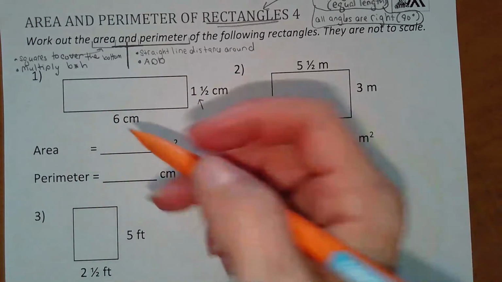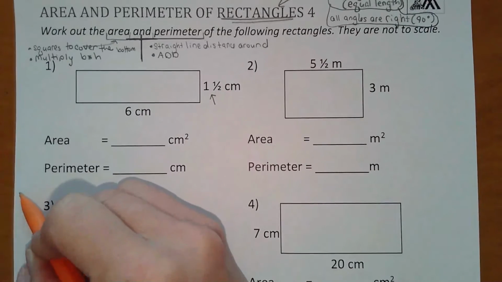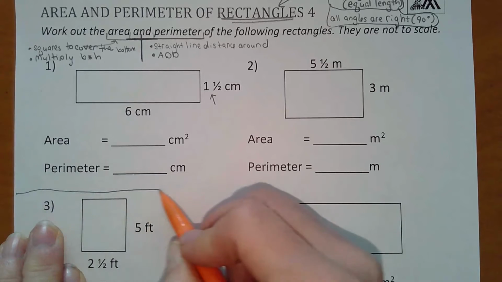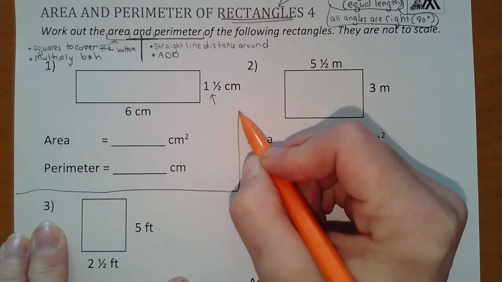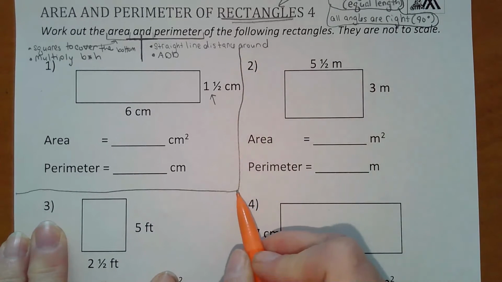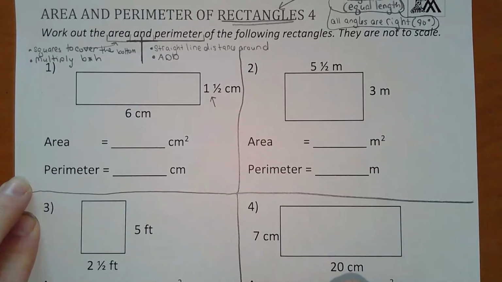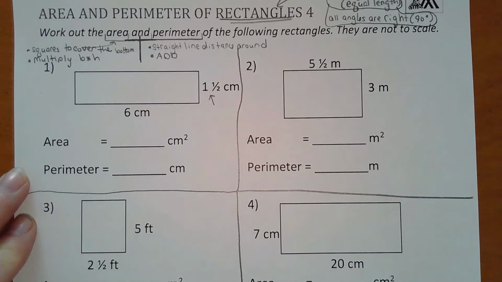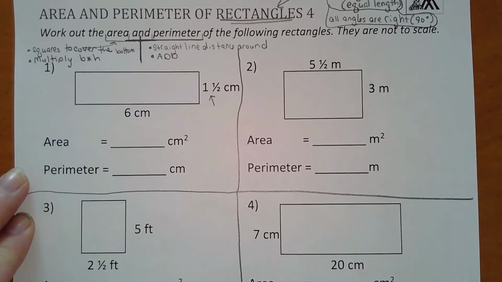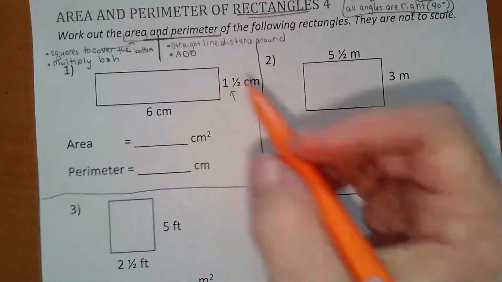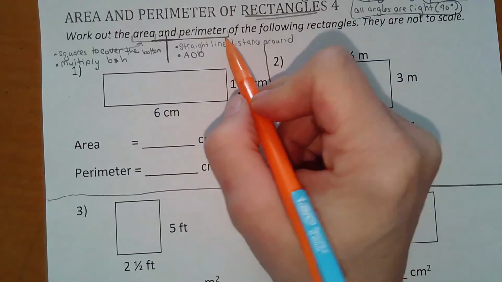Why is that important? Well, you are going to be asked to find both the perimeter and the area of each rectangle on this sheet. And they do not seem to give you enough information in order to find the perimeters.